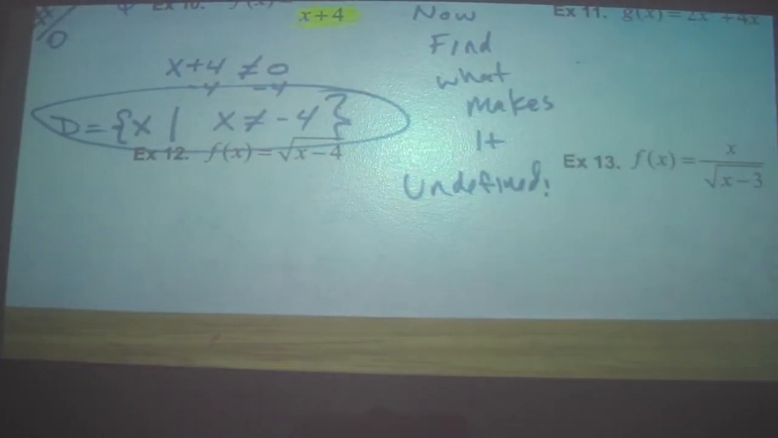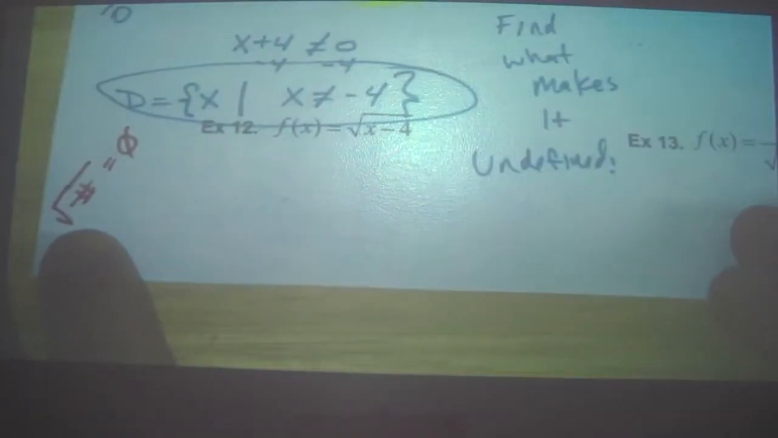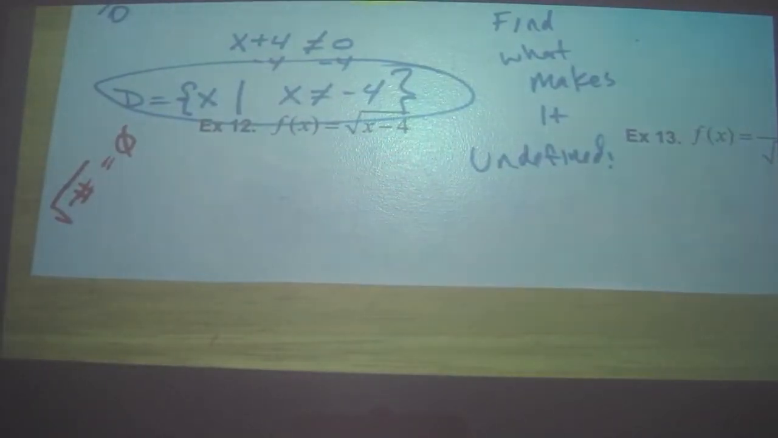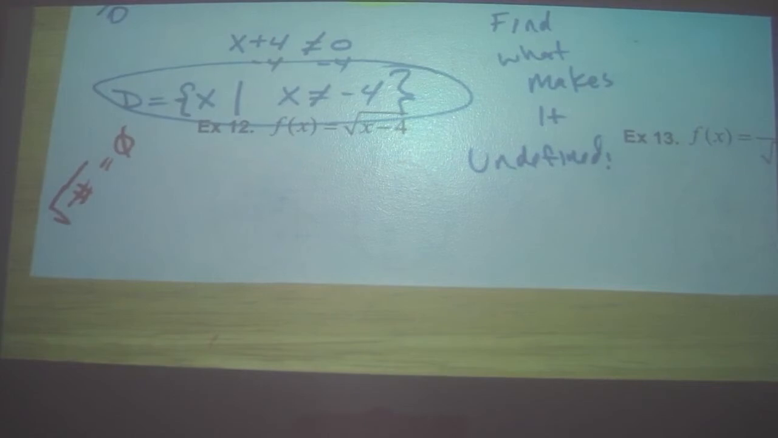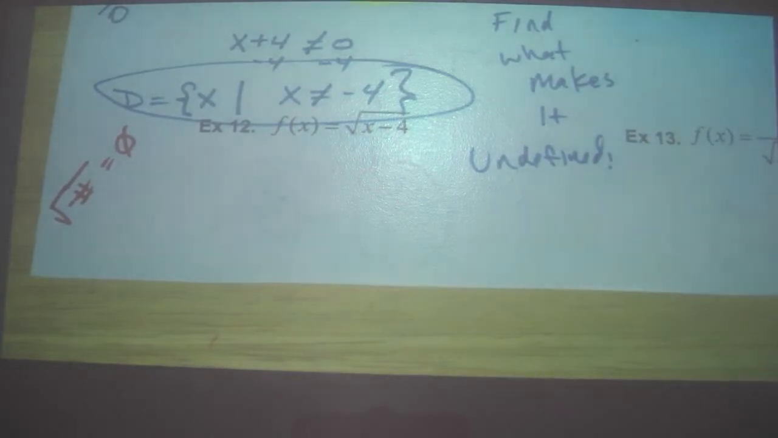So, maybe write that down. Do that in red so we can see it. The square root of a negative number is the null set, the empty set. Can't do it. It's actually imaginary. Something we haven't talked about in a while, but you talked about in Algebra 2. Okay? But it's not real. It's imaginary.